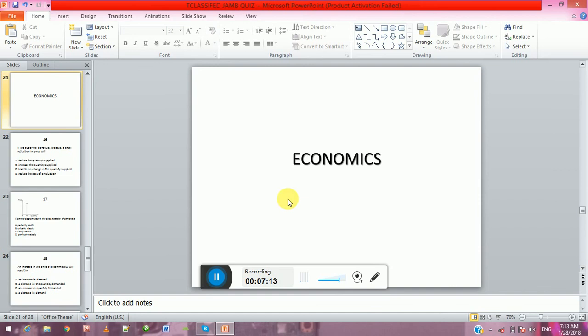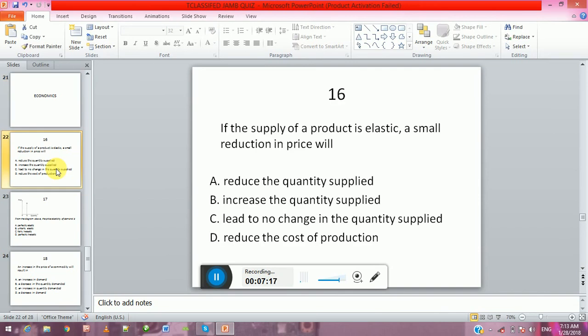Economics. If the supply of a product is elastic, a small reduction in its price will A, reduce the quantity supplied, B, increase the quantity supplied, C, lead to no change in the quantity supplied, D, reduce the cost of production.